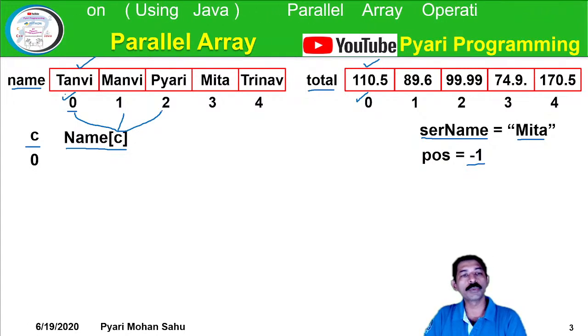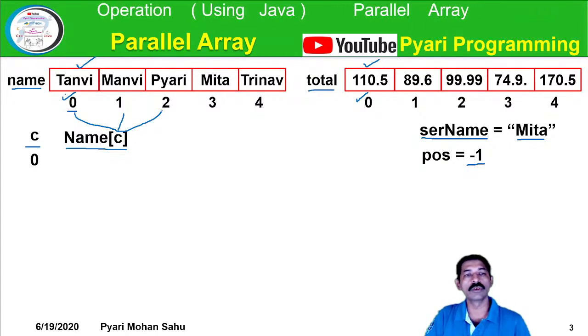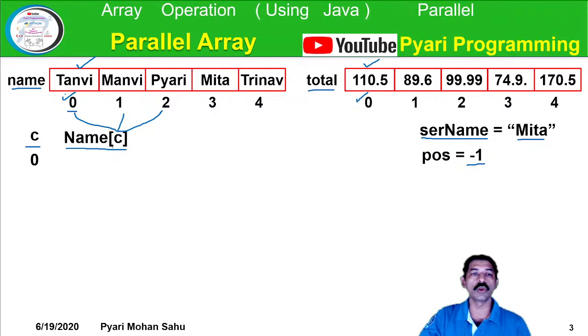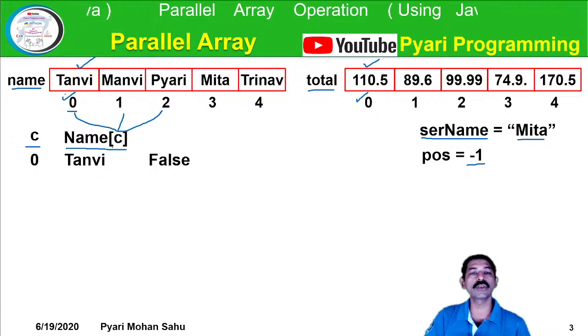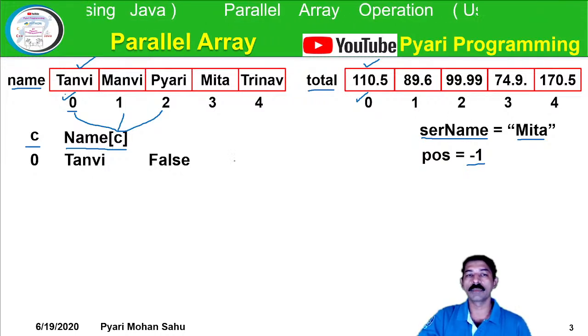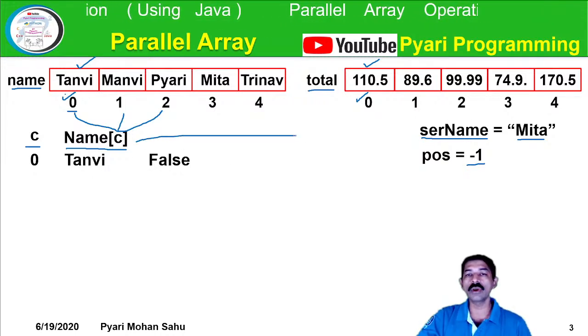Now if the index position is 0, or the loop variable value is 0, it will extract the name of 0 position. Name of 0 position contains Tanvi. Now I am going to match it with the search name. It is going to be compared with your search name.